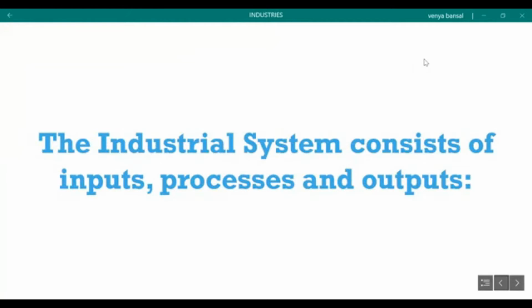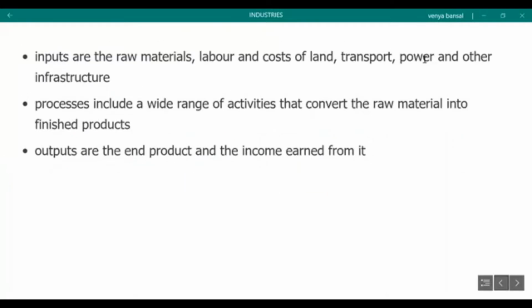The industrial system consists of n number of processes. There are inputs, outputs, and the finished product. Inputs are raw material, labor, and cost of land, transport, power, and other infrastructure. Process includes a wide range of activities that basically convert the raw material into a finished product, which can also be known as manufacturing. Output is our end product, or we can also say the finished product, which helps a person earn income or get profit.